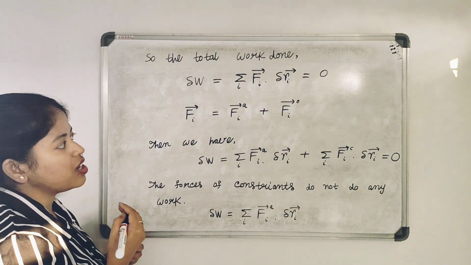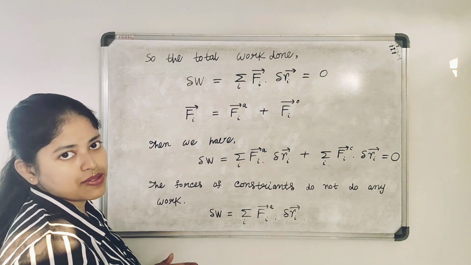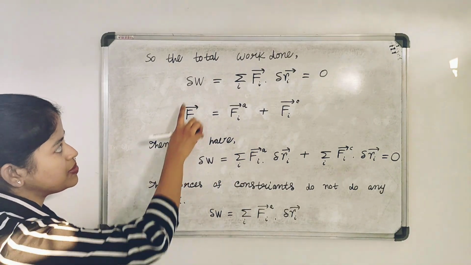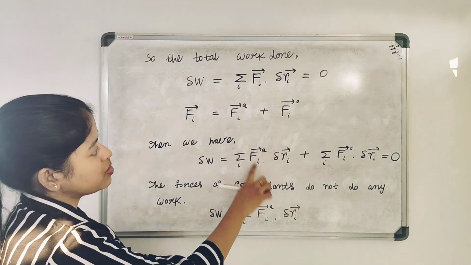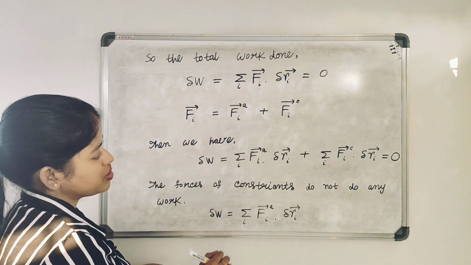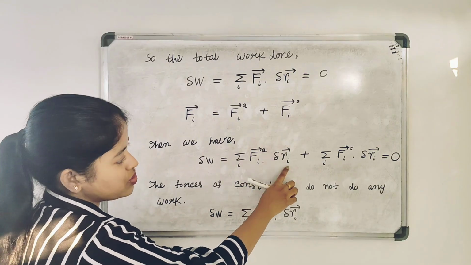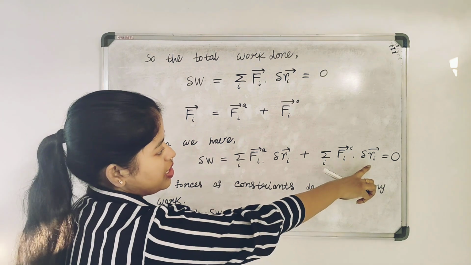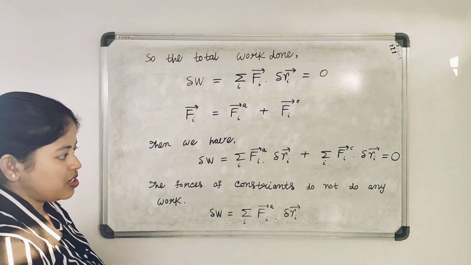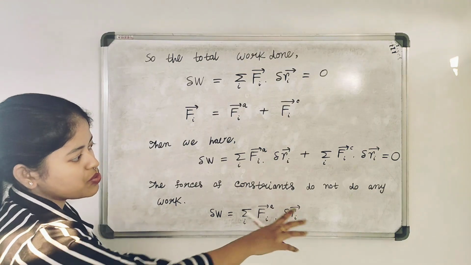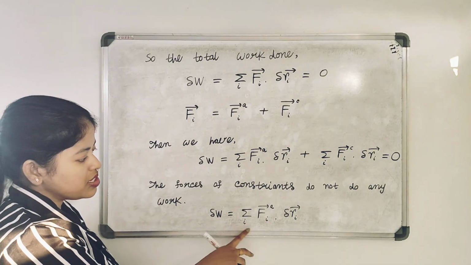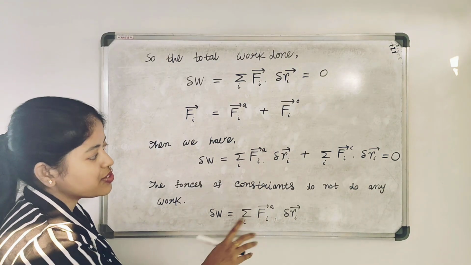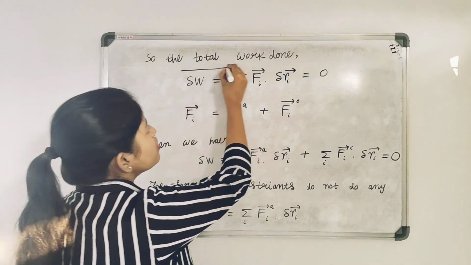Now the force on the ith particle is of two types. One is applied forces and another is the forces due to constraint. Then we have δW equals summation over i of Fi. Now we're going to put the value of Fi in this expression. So we will get summation over i of Fi(a) dot δri plus summation of Fi(c), that is the forces due to constraint, dot δri, which is 0. Now in case of virtual displacement, the forces of constraint do not do any work, so δW equals summation over i of Fi(a) dot δri. Here Fi(a) is the applied force. So this is the principle of virtual work.